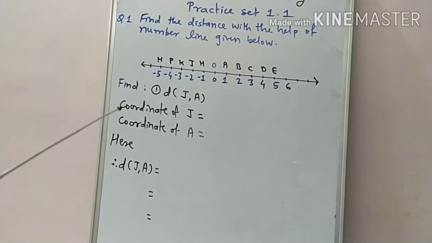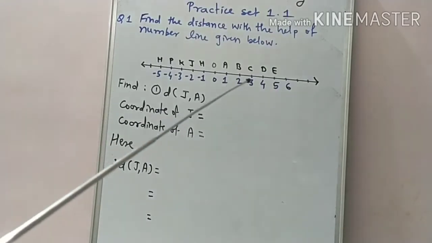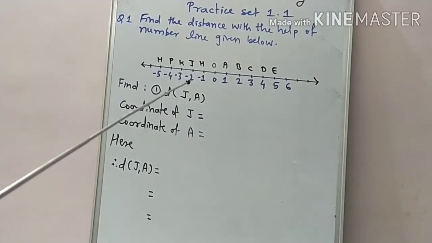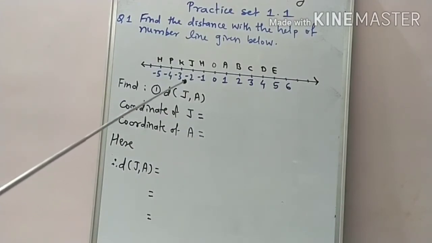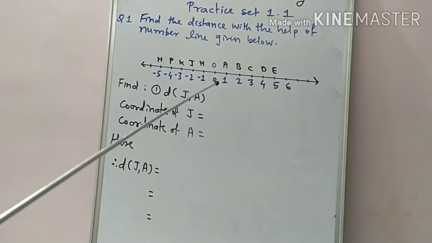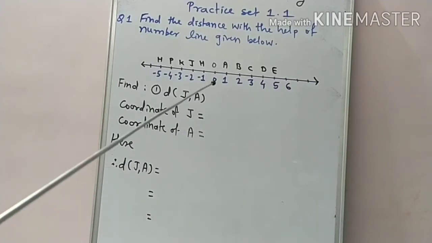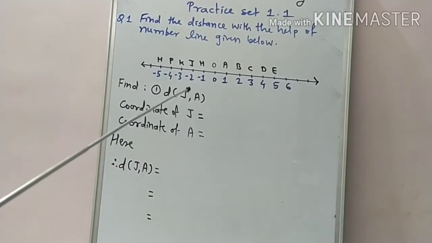So what we do here, students, first we write down both coordinates, the coordinate of point J and the coordinate of point A. According to the number line, the coordinate of J is, as we notice here, -2, and the coordinate of A is 1. So we write down -2 and 1 respectively over here, and then we compare -2 and 1.